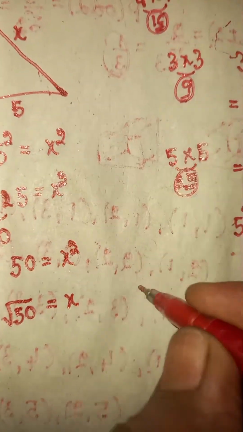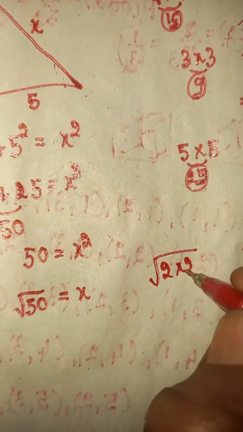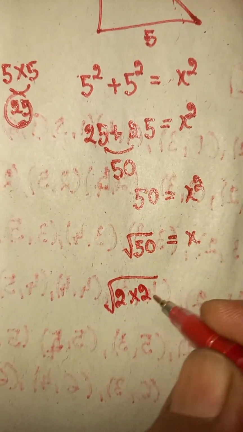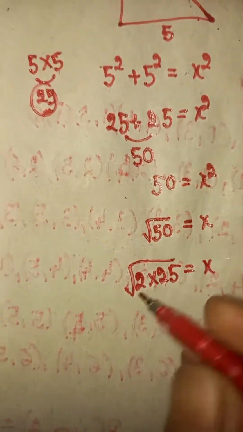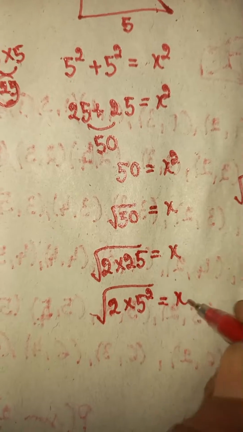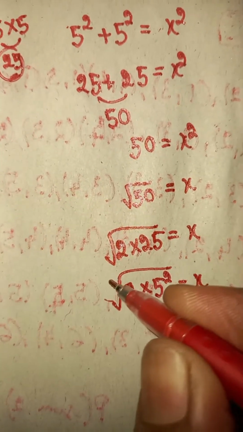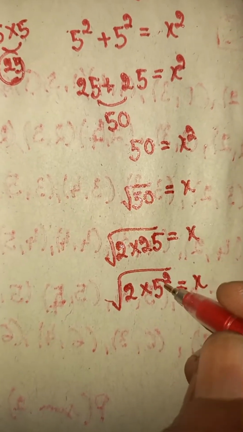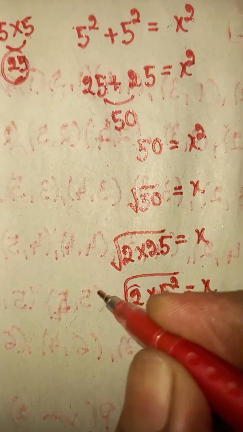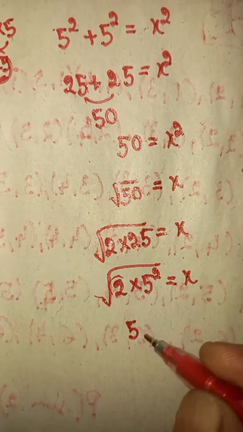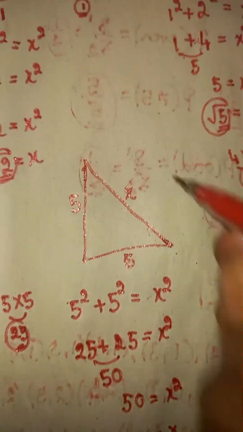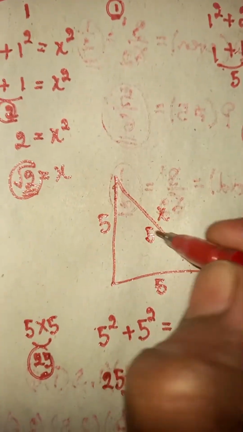Root 50 you can write as root of 2 times 25, equal to x. 25 you can write as 5 square, so root of 2 times 5 square equals x, and this 5 square comes out of the root. It loses its square and just remains as 5, but 2 cannot come out of the root because only one 2 is present. It remains as 5 root 2 equals x. So the length of this hypotenuse is 5 root 2.